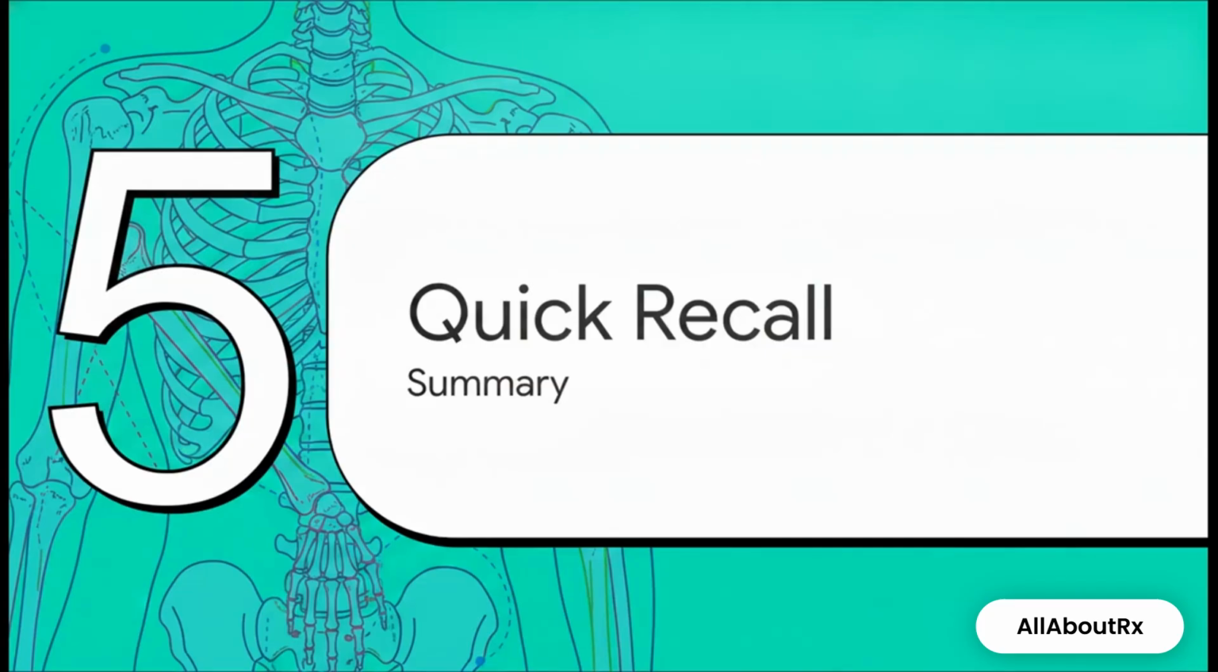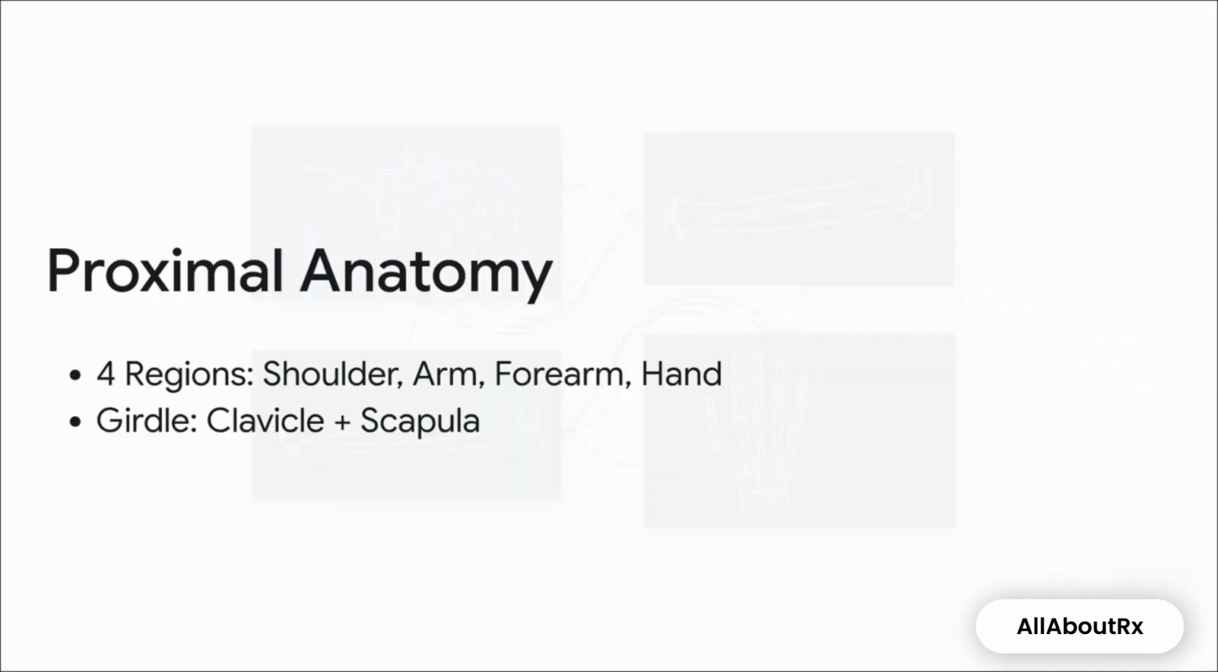Okay, Section 5. Let's do a quick recall summary and lock in everything we've learned today before you head out. Go ahead and take a screenshot of this slide to remember the structural breakdown of the proximal anatomy. The upper limb anchors at the pectoral girdle with just the clavicle and scapula. Your dynamic stability comes from the rotator cuff muscles. And in the upper arm, remember the compartment battle. The biceps flex in the front and the triceps extend in the back.